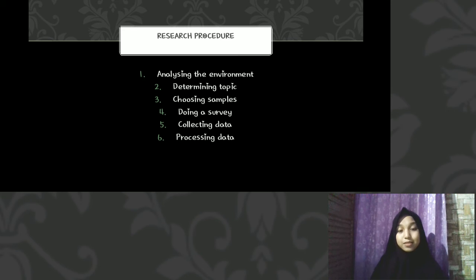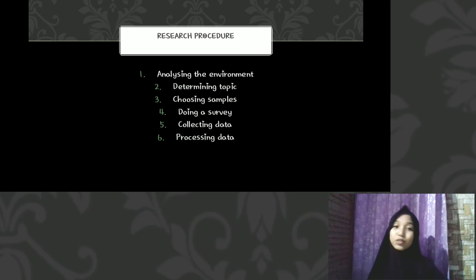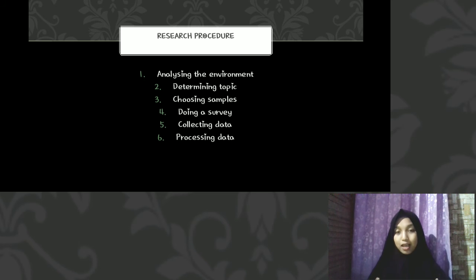The next is about the research procedure. The first thing that I do is analyzing the environment. As I said before, I analyze the environment before I do my study. So I analyze which topic or which problem I can take for my research, and then I try to find the thing that is commonly used there, and from which I can get participants easily for this study.